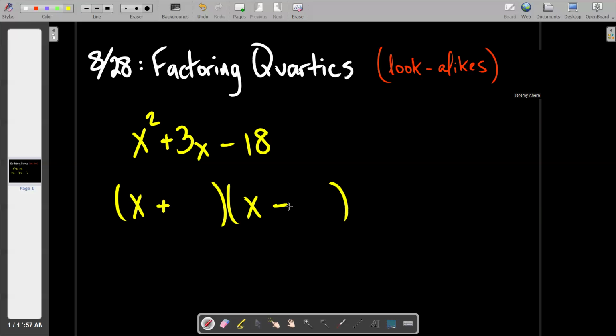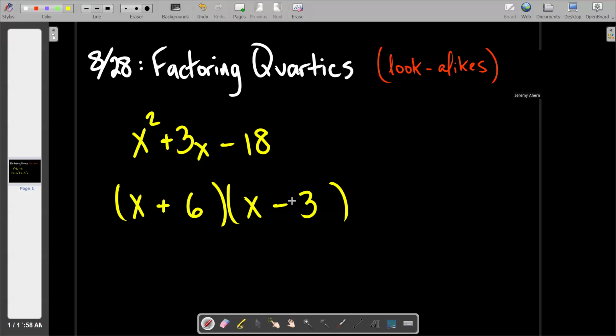We did it last week, like light work, easy. And then we look for numbers that multiply to make 18, 6 and 3. And we put them in the correct locations so that when we add them together, we get 3x in the middle. So I would put the plus with the 6 and the minus with the 3. It's not what you're doing today, but what you're doing today is just like that.